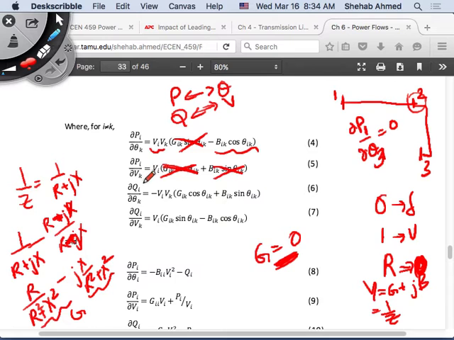There is a relationship between power and voltage changes, right? But it's not very significant in an unstressed, highly efficient system. That's what this means, right? But the power flow problem considers everything. When you solve the power flow problem, you consider everything.